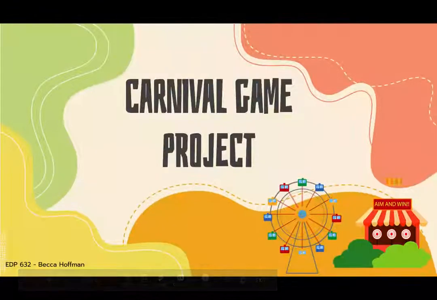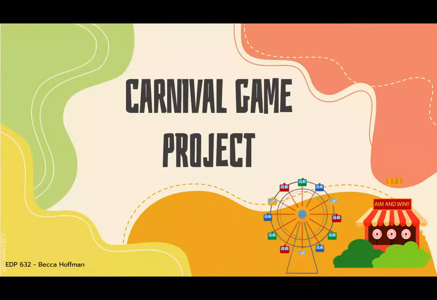Okay, students, so today we are going to be starting a project that's related to our statistics and probability unit that we've been working on. So this is the Carnival game project.